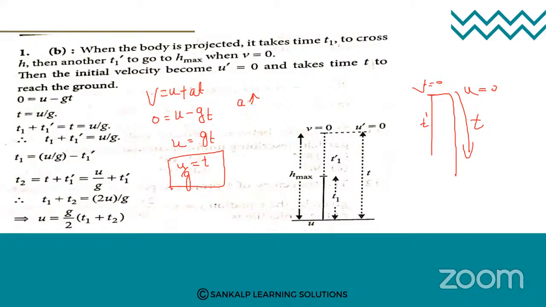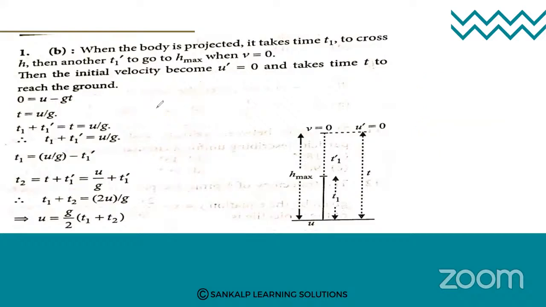This is the first step. The next step: the total time t is t1 plus t1 dash, which is equal to u divided by g. So t1 plus t1 dash is equal to u by g. In this equation we can substitute the value of t1 again.